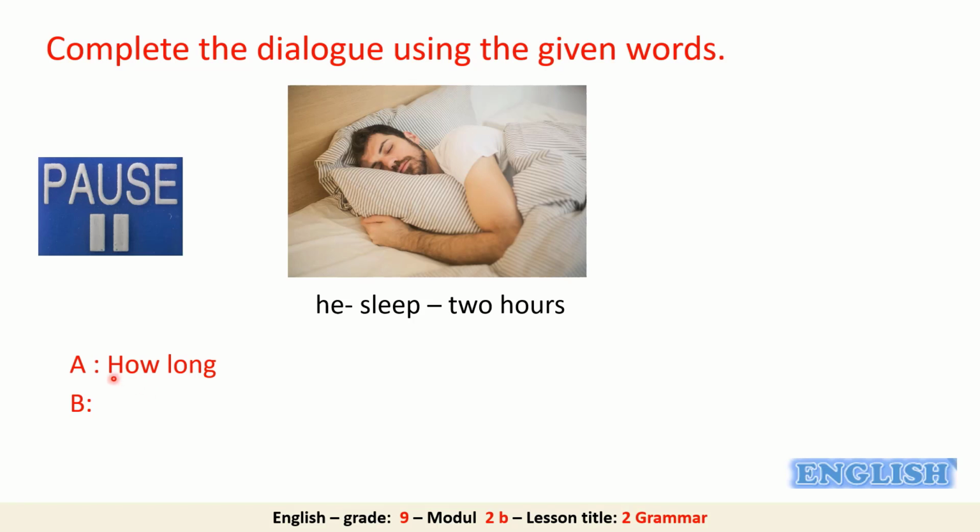Okay, now let's do A. How long? What do you think? Excellent. Has he slept? How long has he slept? Has plus the subject, then the past participle of the verb sleep. Now what about the answer? Using 2 hours. Excellent. It's he has slept for 2 hours. Why have we used for? Because here we have a period of time, number of hours. Good.